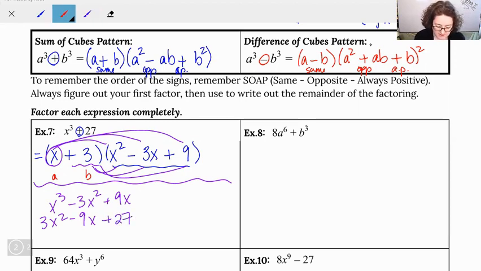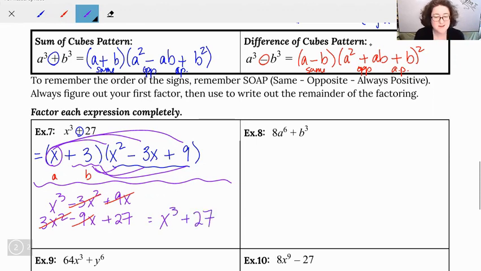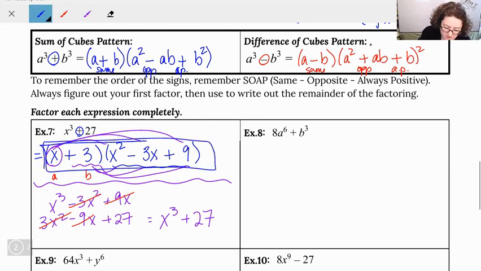Except, wait a second. I have a negative 3x and a positive 3x, they cancel each other out. I have a positive 9x and a negative 9x, they cancel each other out. And all I'm left with in the end is the x cubed from the front end and the plus 27 from the back end. And that is exactly what we started with. So again, you're free to go through and check these every time, but as long as you're really careful about your pattern and taking your time in proofreading, you should be in good shape. So that means our final answer was this expression up here.